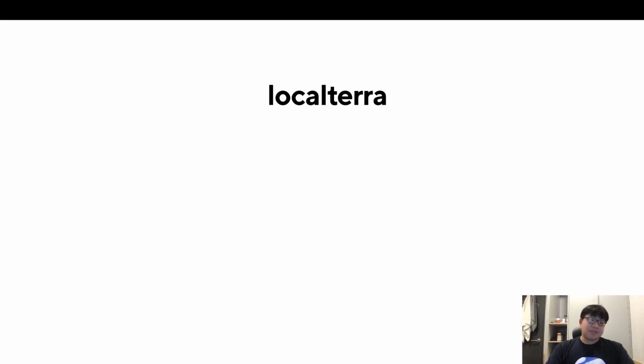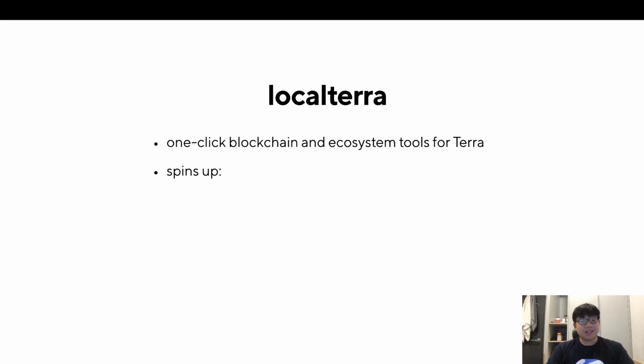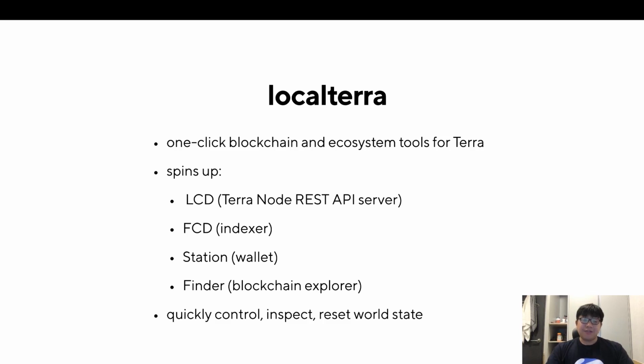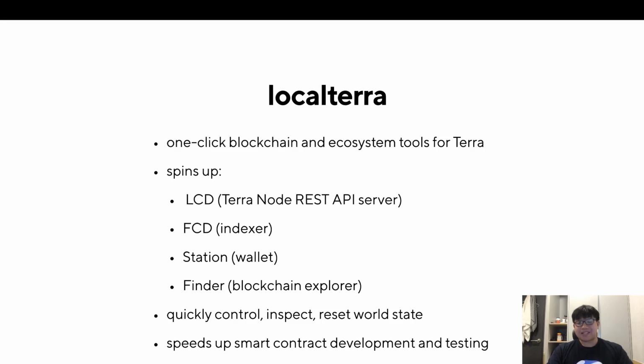So the first is Local Terra. Local Terra is a one-click blockchain and ecosystem tool for Terra. What it does is it spins up an LCD node, which is a Terra node REST API server. It spins up FCD, which is a block indexer, which is the backbone for Station, which is a wallet, and Finder, which is a blockchain explorer. And it gives you a way to quickly control and inspect the world state, which makes it easy to speed up smart contract development and testing.